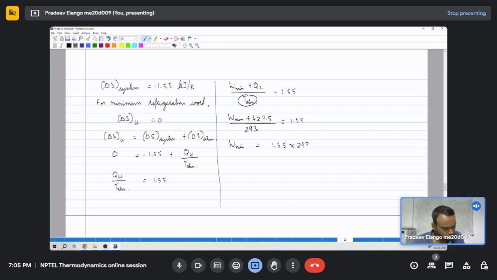1.55 into 293 minus 427.5, which gives 26.25 kilojoules. So this is the minimum work that is needed to convert the water at 20 degrees Celsius back to ice at minus 5 degrees Celsius. Do you have any questions?